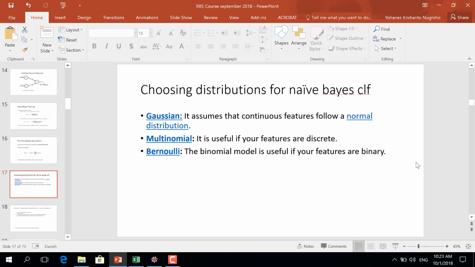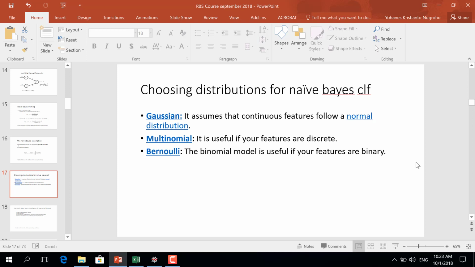And there are three types of distributions here. We have Gaussian, multinomial, and Bernoulli. In the Gaussian distribution, we assume that the features are continuous. Therefore, the assumption is the normal distribution. So, for instance, if we have numerical features, like dimensional features of products such as length, area, or height. But the multinomial is useful if your features are discrete or non-numerical.